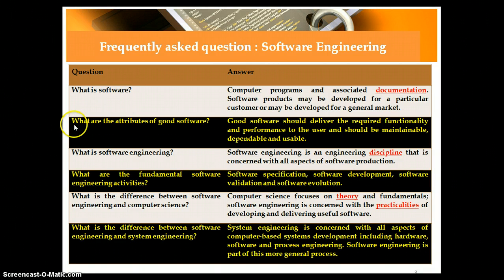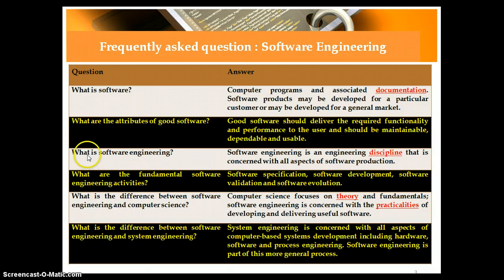So I'm gonna describe this one. What are the attributes of good software? As you can see here, good software should deliver the required functionality and performance to the user and should be maintainable, dependable, and usable. So the fact is, the software must be fully developed based on the customer's requirement, customer's functionality. So whenever a customer is getting his software, he must be satisfied with your product, that it is giving him the desired functionality, desired performance. That is called the good software.